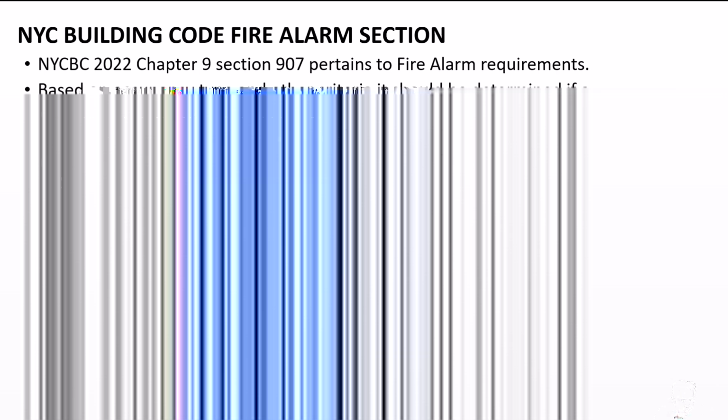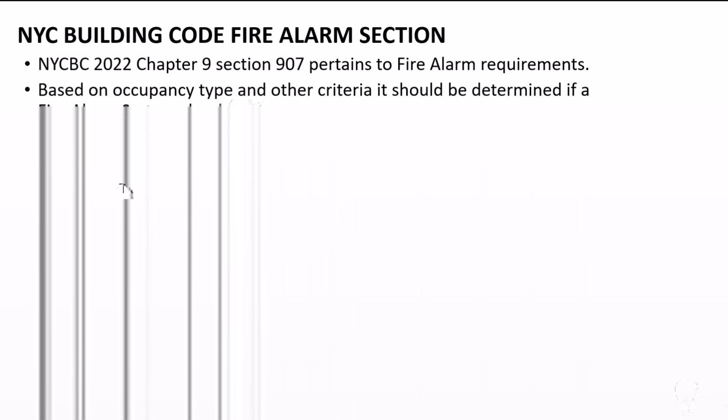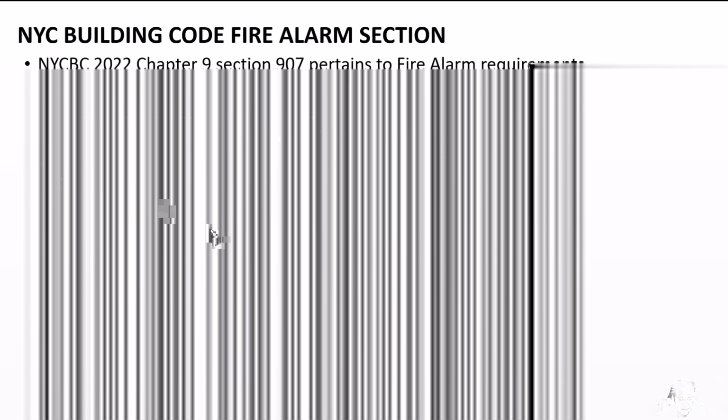Design of the fire alarm system should be based on both the New York City Building Code as well as NFPA 72. This is the National Fire Protection Association. The code is 72, and this one deals with fire alarm systems.